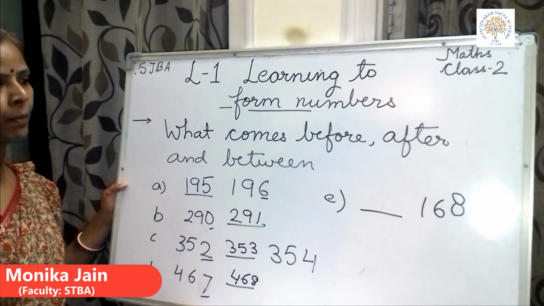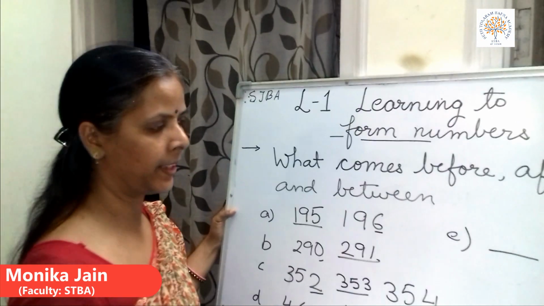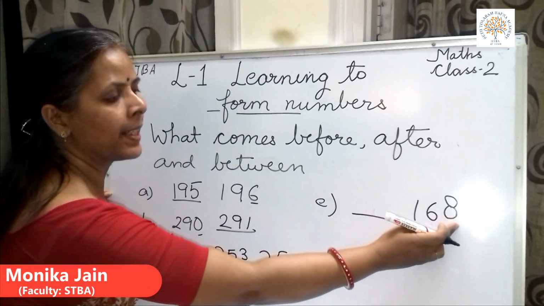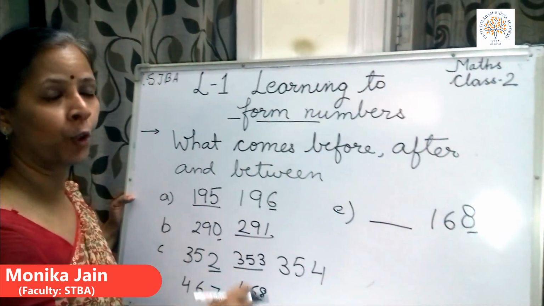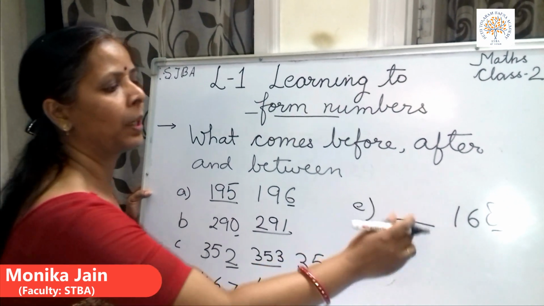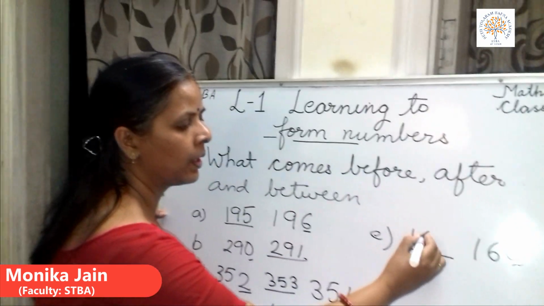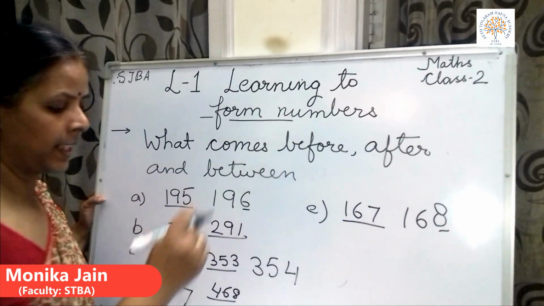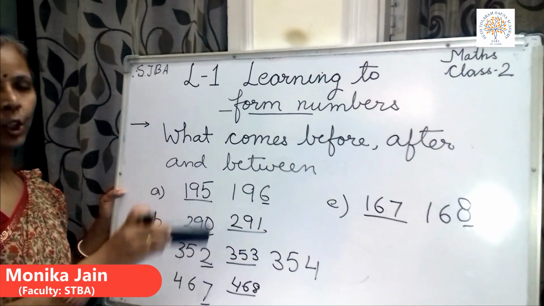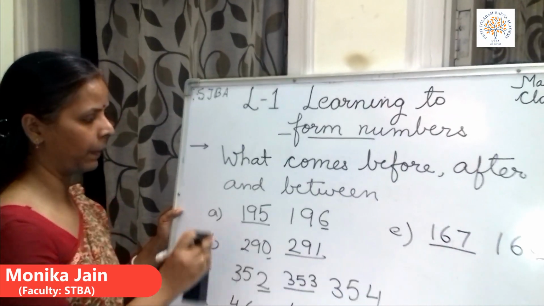One more example. Which number comes before 168? The digit at the ones place is 8 and the number before 8 is 7. So the number before 168 will be 167. Hope you have all understood this topic.